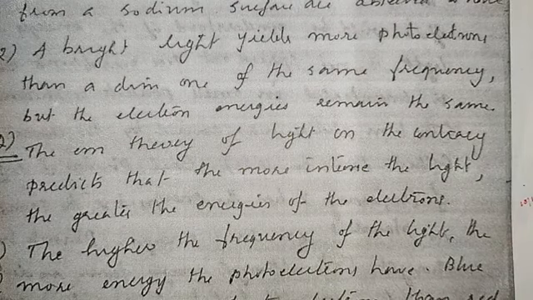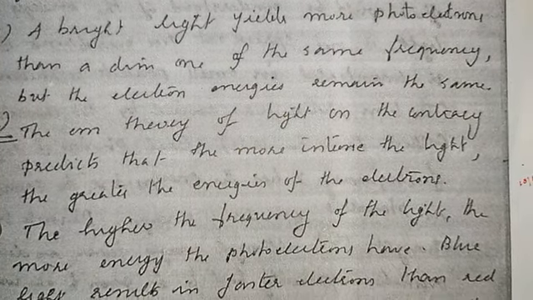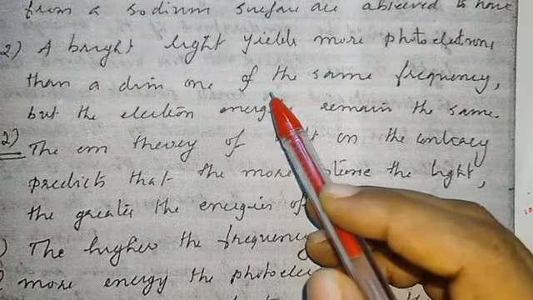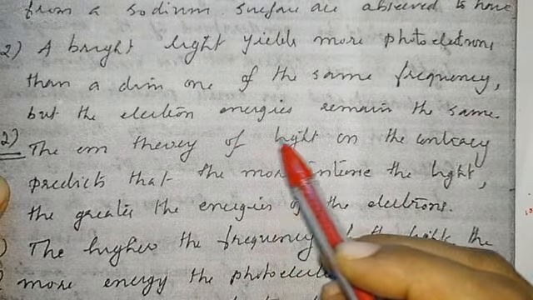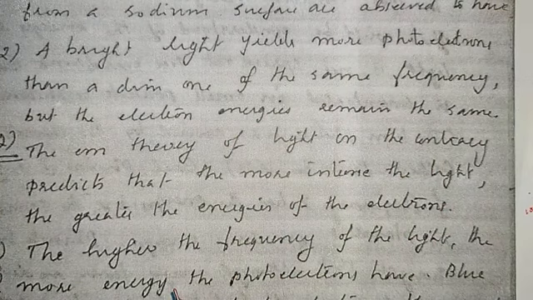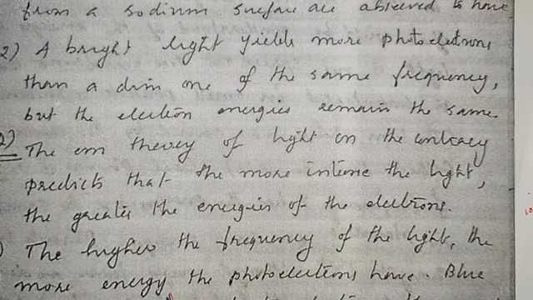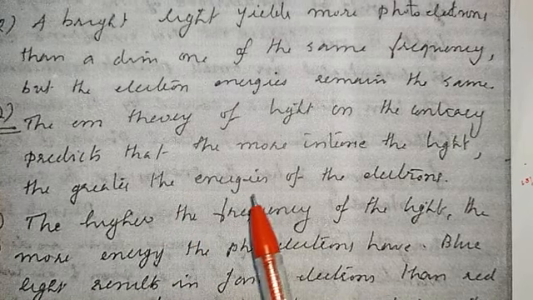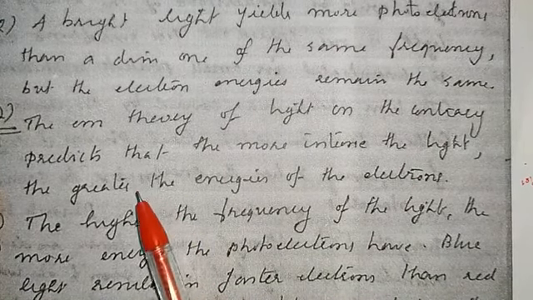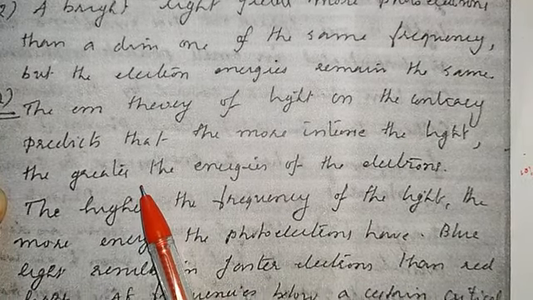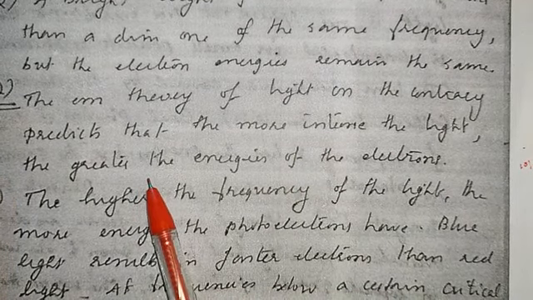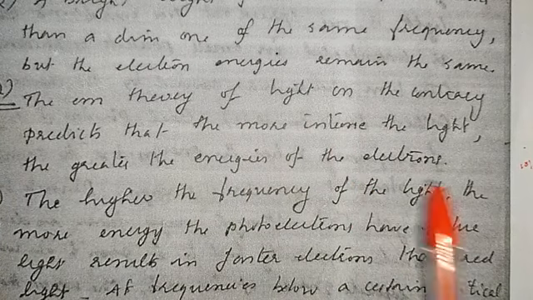And the second point is, a bright light yields more photoelectrons than a dim one of the same frequency, but the electron energies remain the same. The electromagnetic theory of light, on the contrary, predicts that the more intense the light, the greater the energies of the electrons.